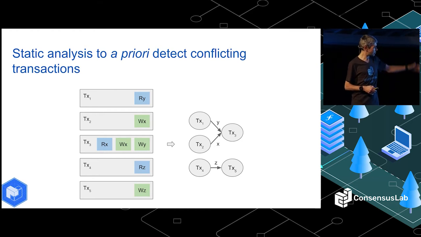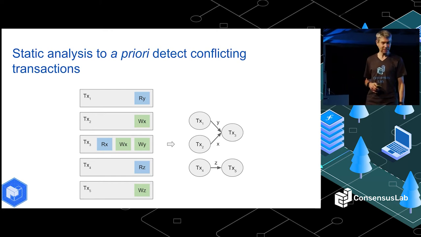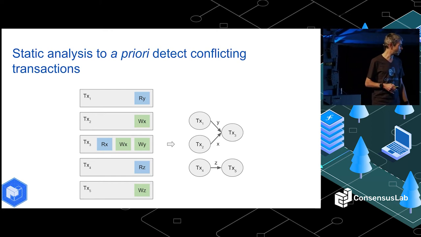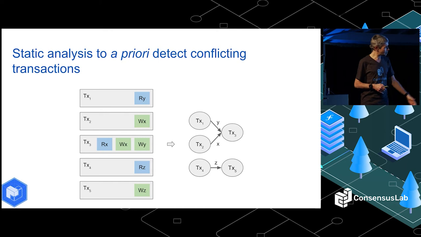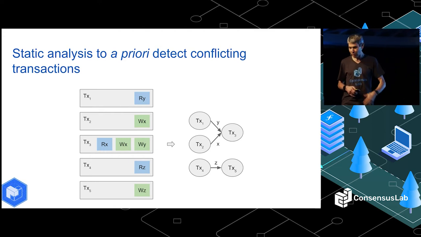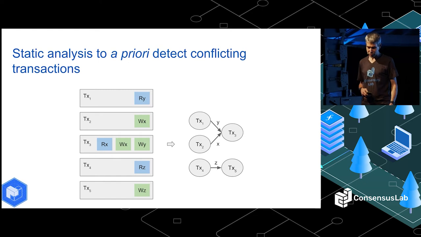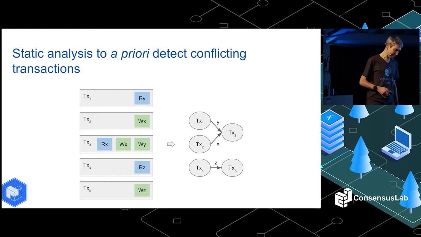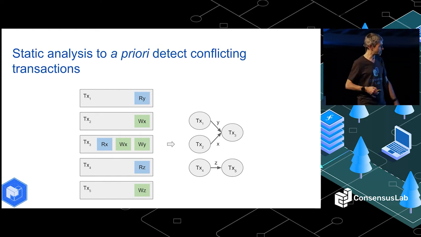So we have a bunch of transactions, 5 transactions, and they read and write 2 variables, X and Y. And so observing the sequence of reads and writes, we can derive a graph that will be used to actually define conflicting transactions and make sure that when we execute them, we end up with consistent results at all nodes.